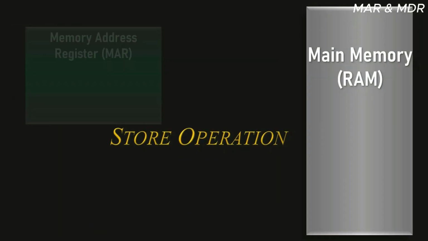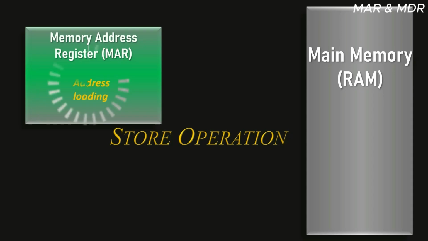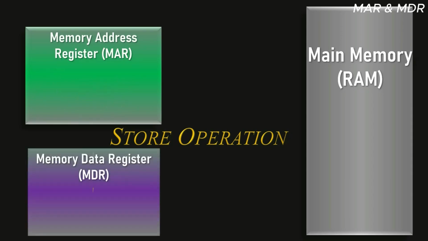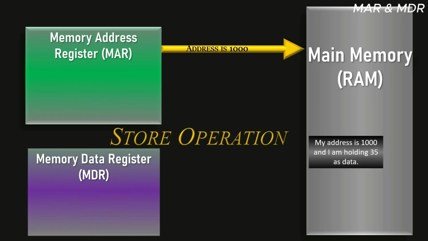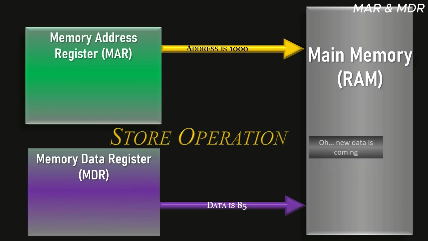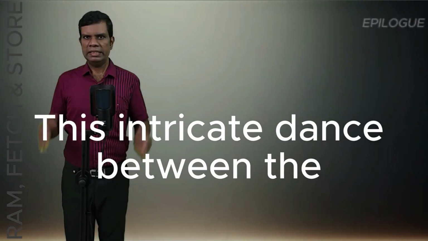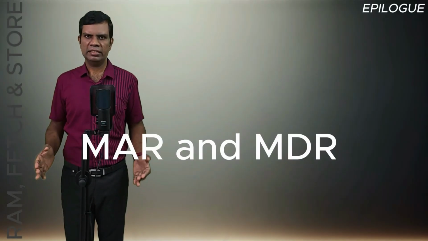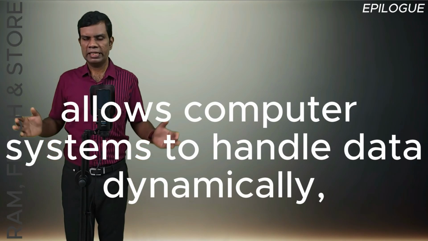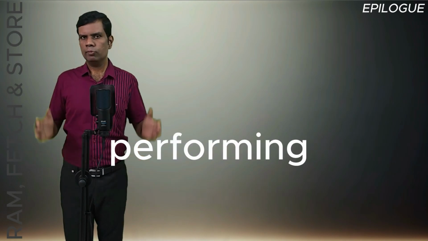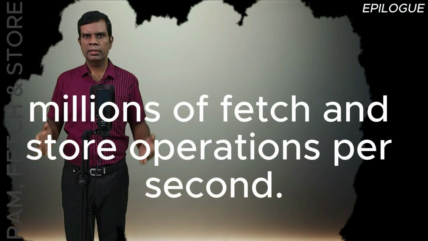The store operation follows a similar pattern, but with a twist. This intricate dance between the memory address register and memory data register allows computer systems to handle data dynamically, performing millions of fetch and store operations per second.